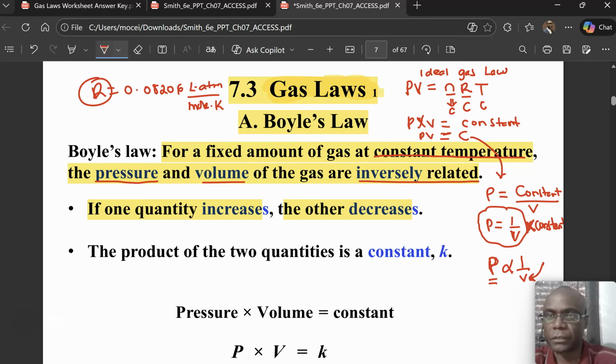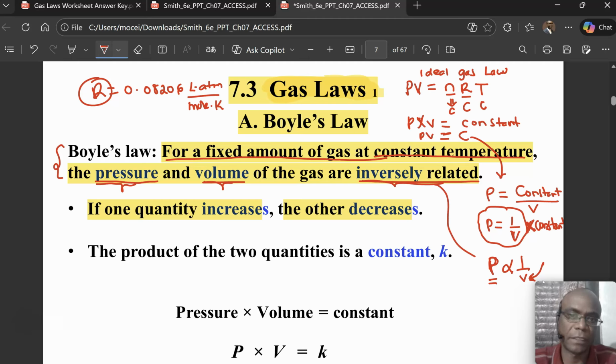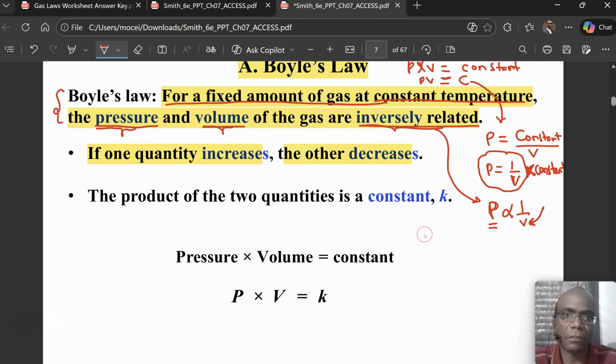Okay, so we read again. Boyle's law states for a fixed amount of a gas at constant temperature and at constant moles amount, the pressure and the volume of a gas is inversely proportional, which is this relationship. Now here I used the constant C, but you can also use the constant K. So you can say PV equals a constant K.